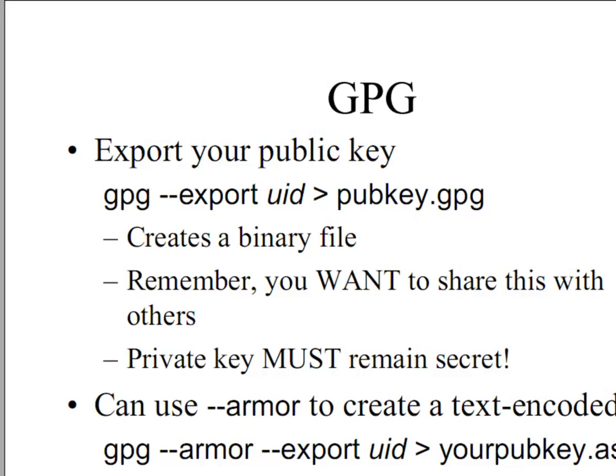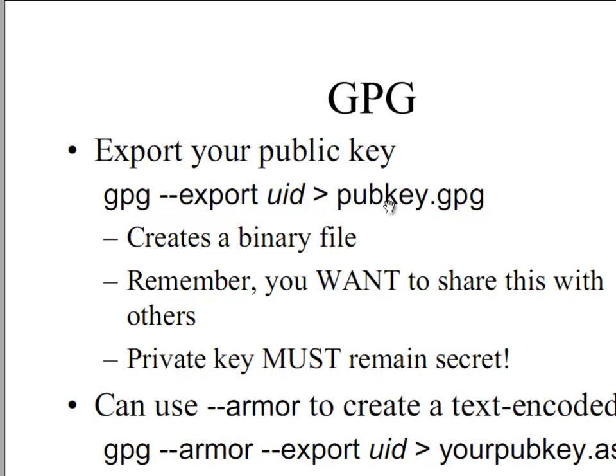Now the next thing we want to do is export our public key, because if anybody wants to encrypt a file and send it to us, they're going to need our public key. We create this by typing gpg --export and our unique user ID, and then output that to a file called pubkey.gpg, and we want to include our name in here. This is going to create a binary file, and we'll take a look at that in just a second. And remember, the public key we want to share. It's the private key we want to keep secret.